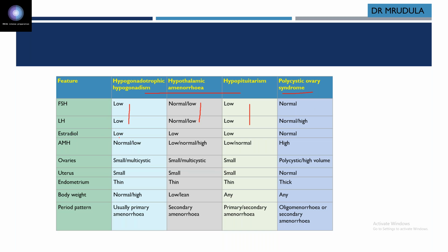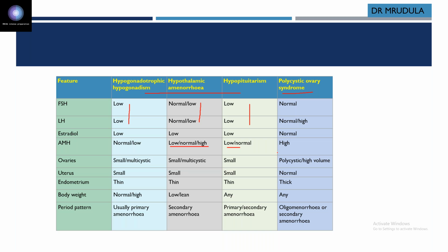Estrogen will be low in all three types of type 1, while in PCOS it will be normal. AMH in hypogonadotrophic hypogonadism can be normal or low. In hypothalamic amenorrhea, you cannot predict; it can be low, normal, or high. In hypopituitarism, it can be low or normal, while in PCO it is high.